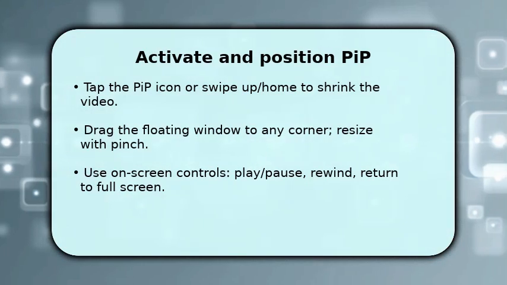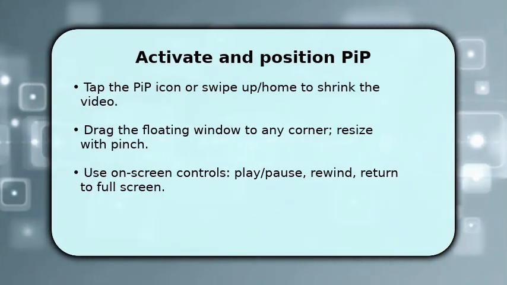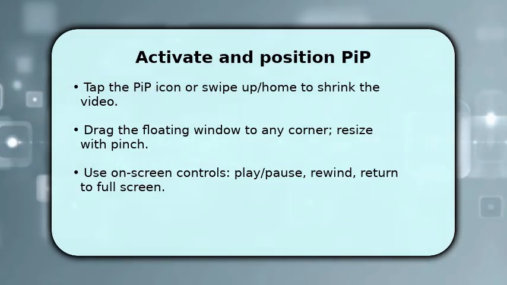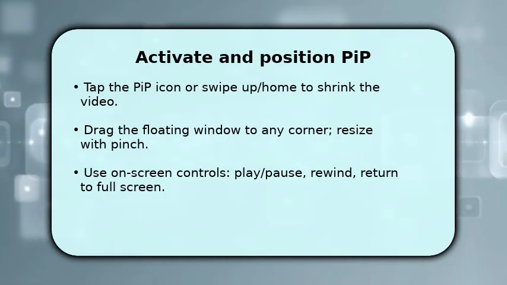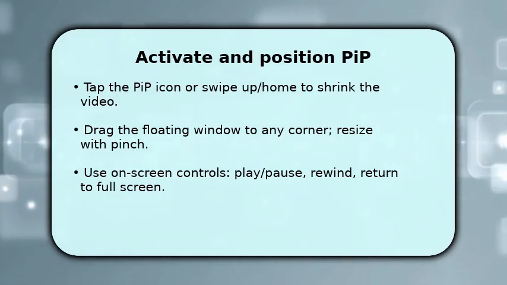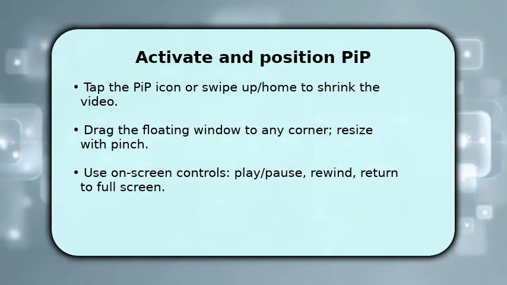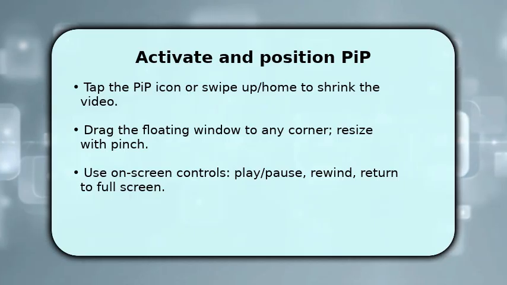Once the PiP window appears, you control placement and size. Drag the miniplayer to a corner that doesn't obstruct content, and pinch to resize if needed. You can also swipe the video off-screen to keep audio only and bring it back with a tap. Use the small controls to pause, resume, or rewind.